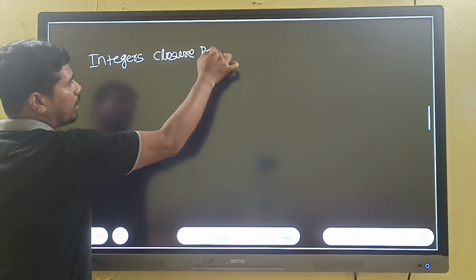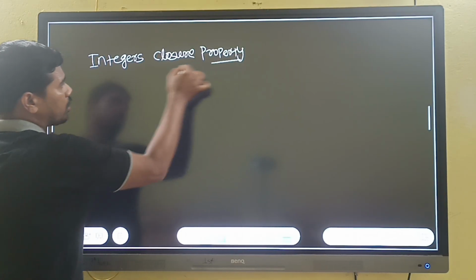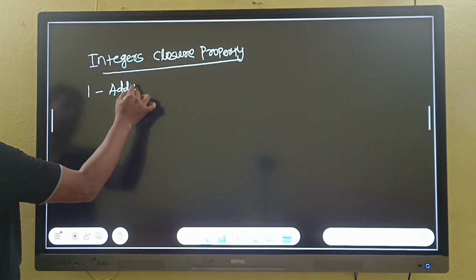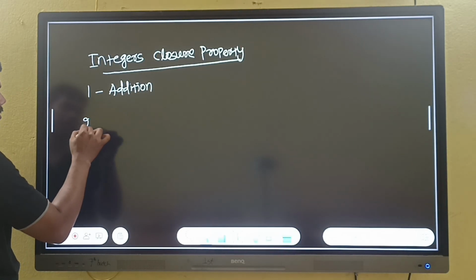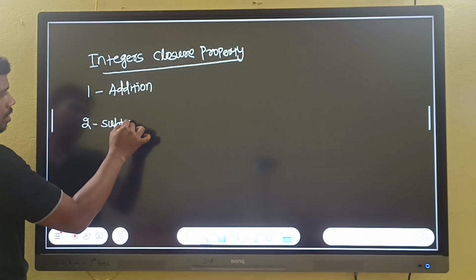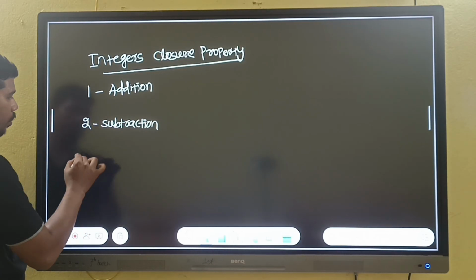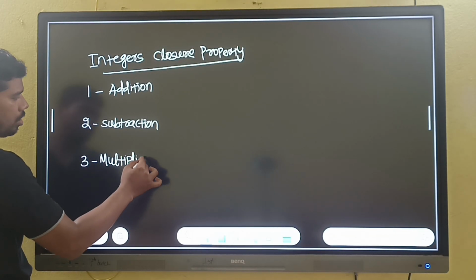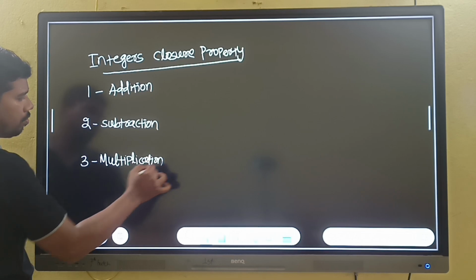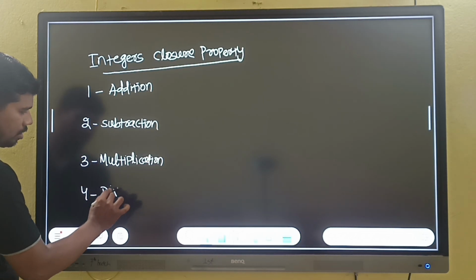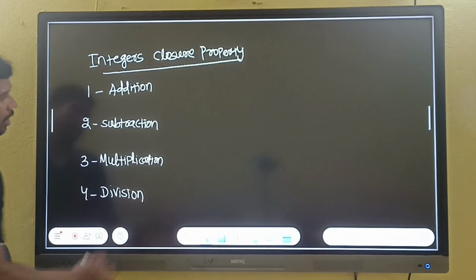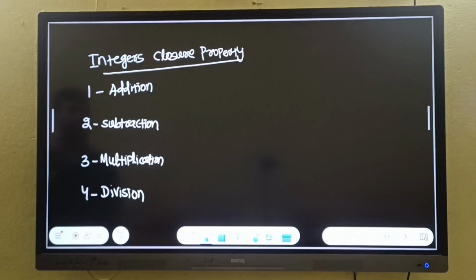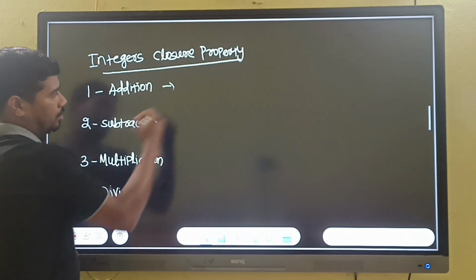So here also we will write the same thing. Integers closure properties. First one is addition. Second one is subtraction. Third one is multiplication. Fourth one is division. Same thing we will check here: addition, subtraction, multiplication and division. Now first of all, integers addition.